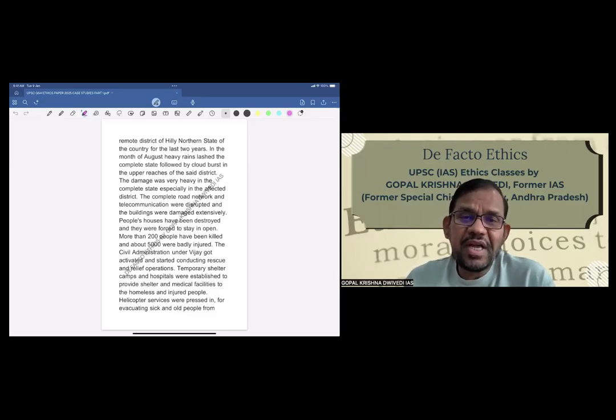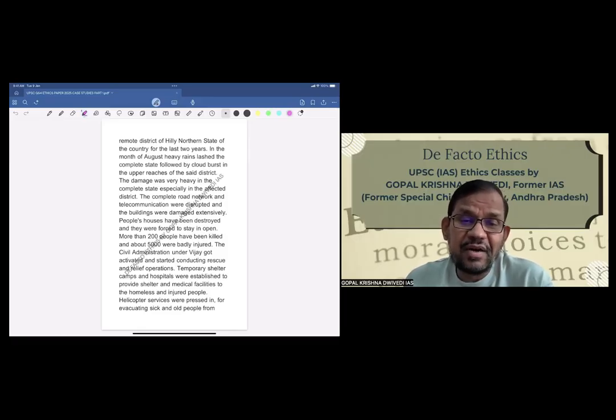In the month of August, heavy rains lashed the complete state, followed by a cloud burst in the upper reaches of the said district. Damage was very heavy in the complete state, especially in the affected district. The complete road network and telecommunications were disrupted, and the buildings were damaged extensively. People's houses have been destroyed, and they were forced to stay in the open. More than 200 people have been killed, and about 5,000 were badly injured.